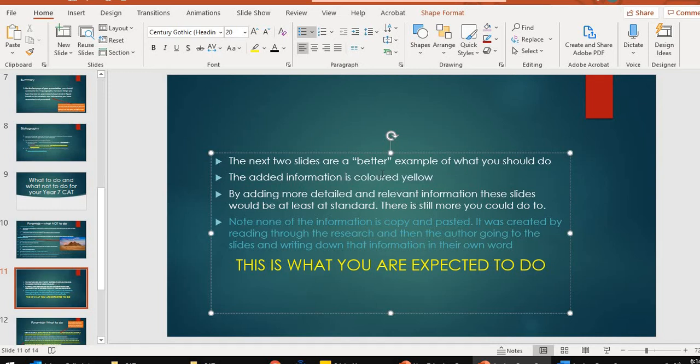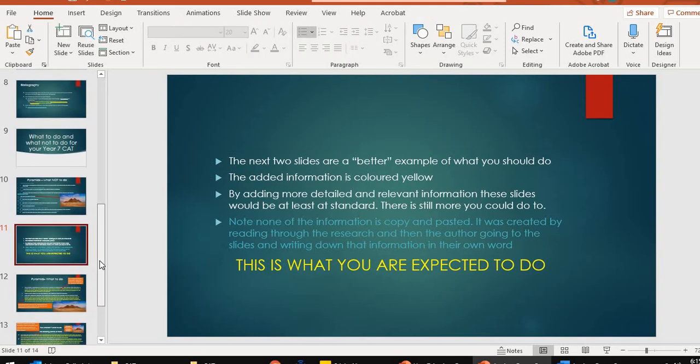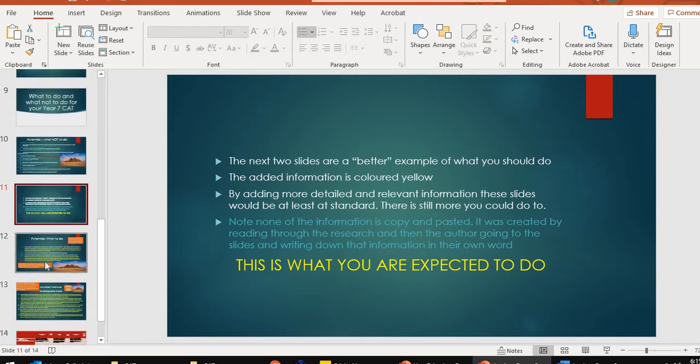The added information is coloured yellow. By adding more detailed and relevant information, these slides would be at least standard. There's still more you could do. You could add more detail. You could add more artifacts, right? None of the information is copy and pasted, so it's all in your own words, right? You're reading through the information and you're putting it into your own words. This is what you are expected to do, right? This is not extra. This is what you are supposed to do.